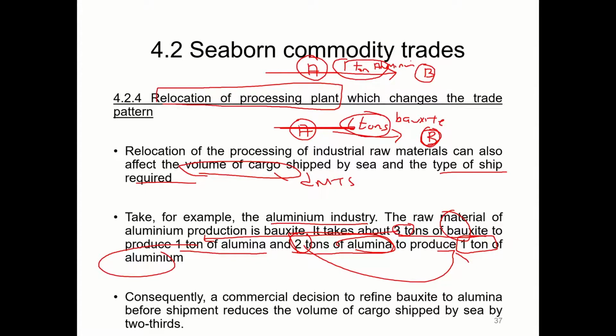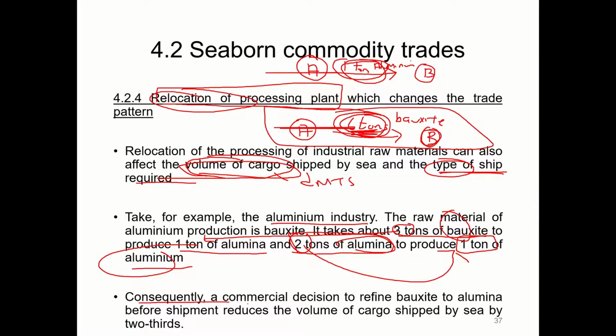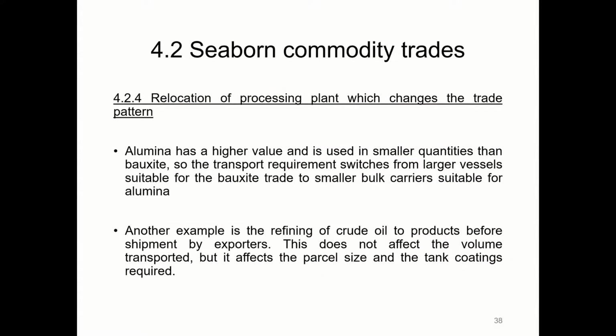So what do you notice here if you compare both scenarios? A will be the country now processing the production or the conversion of bauxite to aluminium. So first you notice that there has been a sharp decrease in the volume of cargo from 6 tons to 1. So that will affect negatively the demand for maritime transport services for the aluminium industry because of the relocation of processing plant. And it will also affect the ship types because in the past, you probably need larger ships to carry larger amounts of bauxite. Now you need smaller ships to ship the aluminium. So it also affects the type of ships required. So this is another example that you can look into when you have the time.